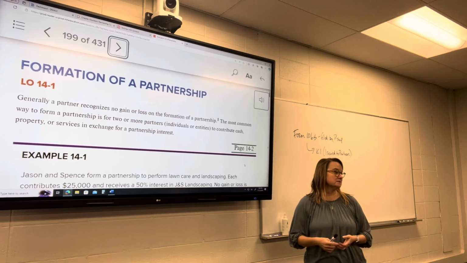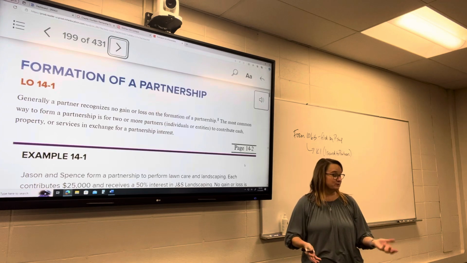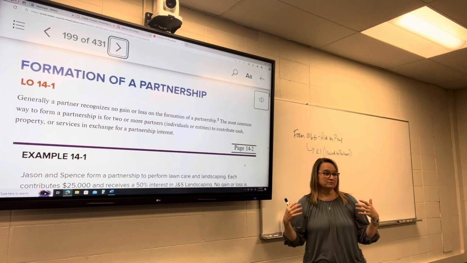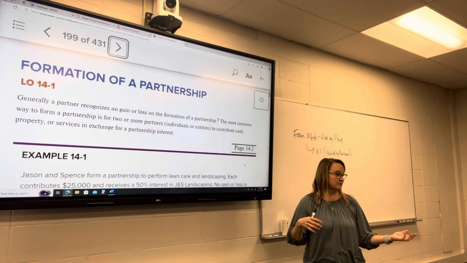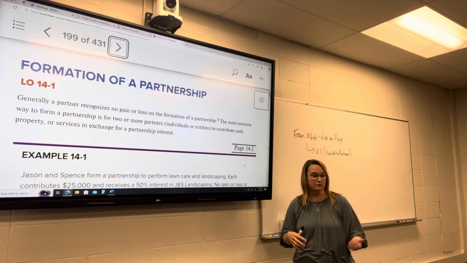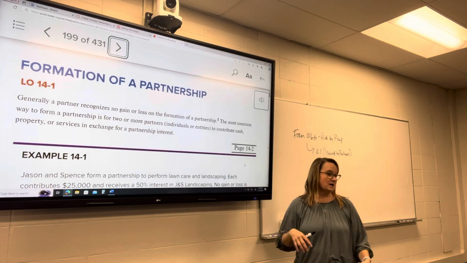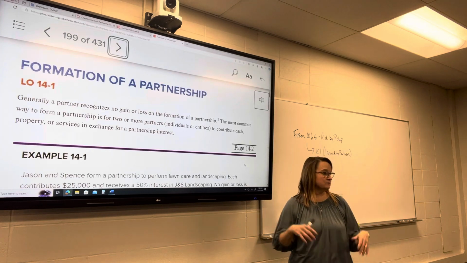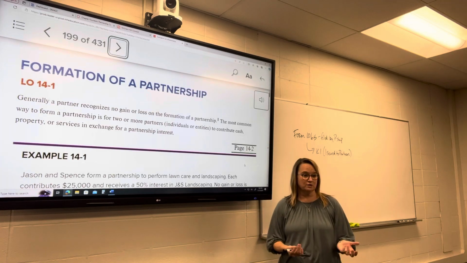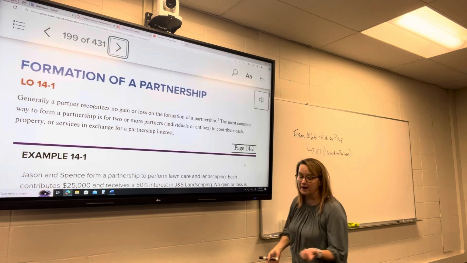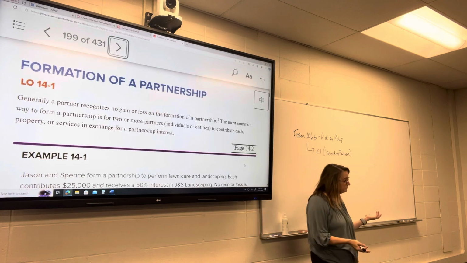So in this case, if it's cash, that's pretty easy. Drew and I form a partnership together, and each of us are 50-50 partners. I contribute $1,000, Drew contributes $1,000. Now the partnership has $2,000 to get its operations going. So we've contributed cash.